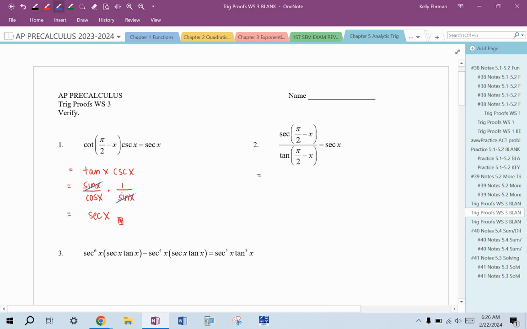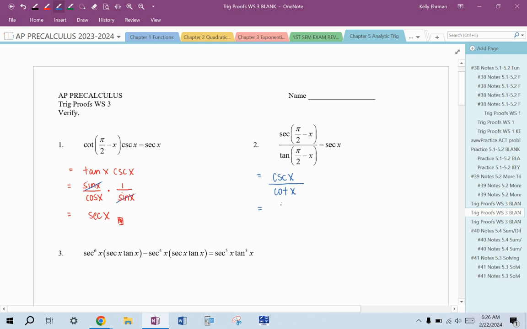Same idea on this side. So what is the secant of pi over 2 minus x? That's the cosecant of x. Divided by what's the tangent of pi over 2 minus x? That's the cotangent of x. And this is also supposed to come out as secant.